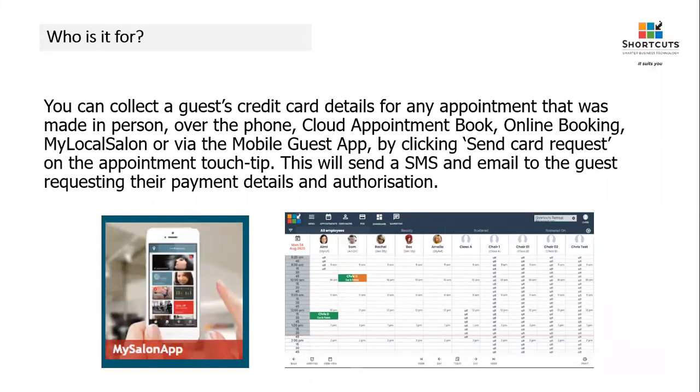So who is it for? You can collect a guest's credit card details for any appointment that was made in person, over the phone, cloud appointment book, online booking, My Local Salon, or via the mobile guest app, simply by clicking the Send Card Request button on the appointment touch tip. This will send an SMS or text message and an email to the guest requesting their payment details and authorization.